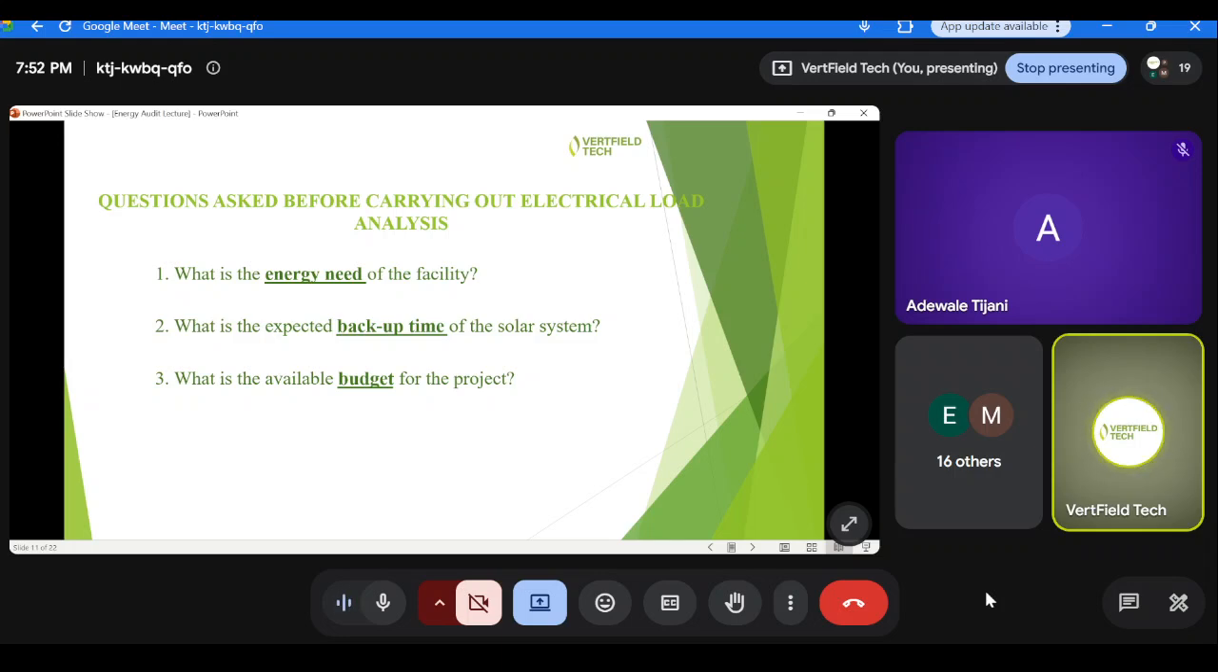All right. Okay. So we will then look at the third question there. After we have discussed the two principal questions, which we said are the energy need of the facility and the backup time, we're now going to be looking at the third question, which is the budget. Now, considering the fact that our client is Madam Miriam, that is one. Two, she's a lady. Three, she has a large energy need. So we would be wondering, how will she be able to acquire this system? How will she be able to do this system installation?